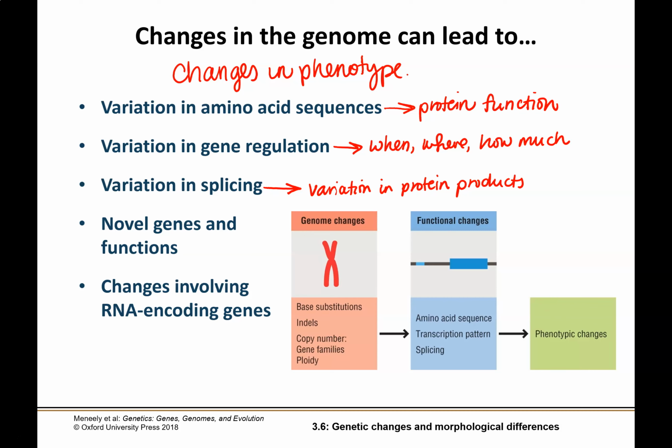Changes in the genome can also lead to novel genes and novel functions. So this is when you get your duplication and divergence. And then you can also get changes involving RNA encoding genes. So these are changes that affect functional RNA molecules within a cell. So RNA molecules work to regulate gene sequences. They are also sometimes structural molecules that do a particular job within a cell.